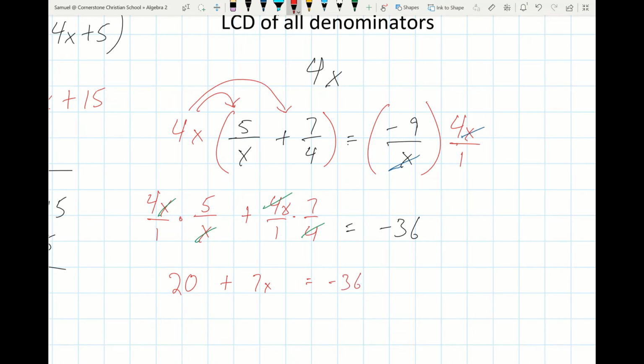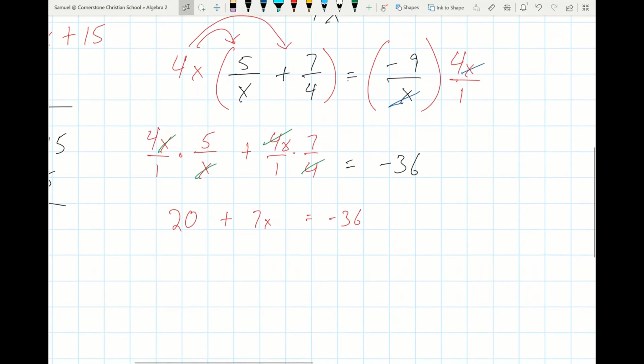Solving for x, you just have one x variable. You want to get it all by itself. So I'm going to subtract 20 from both sides. 7x equals negative 56. Divide both sides by 7, and x equals negative 8.